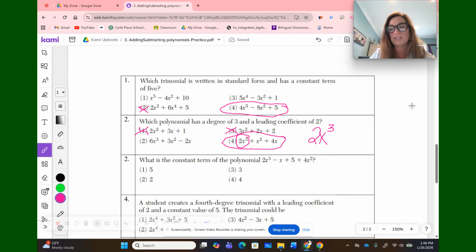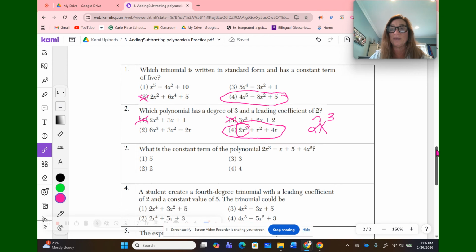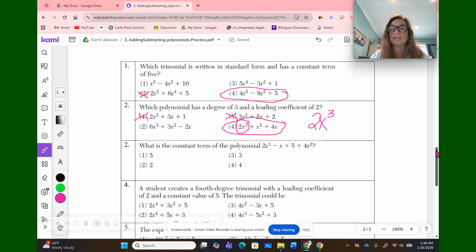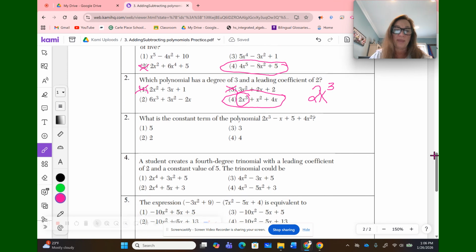And this is really just vocabulary. Constant term is a number all by itself. Standard form is descending order of exponents. And degree of the polynomial is the degree of the highest term. Okay, what is the constant term of the polynomial? So it's a good idea to put it in standard form first, but you can probably get the answer without standard form. Because remember, the constant is the number all by itself.